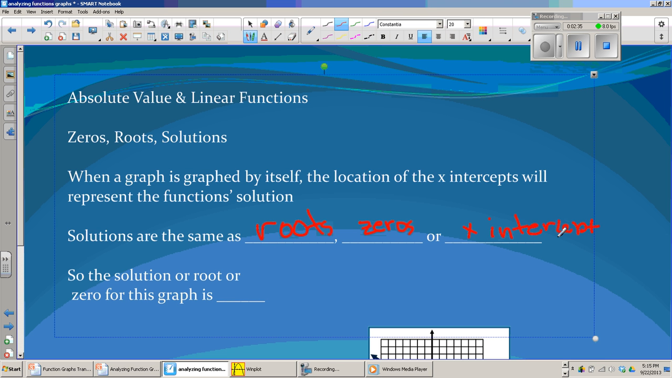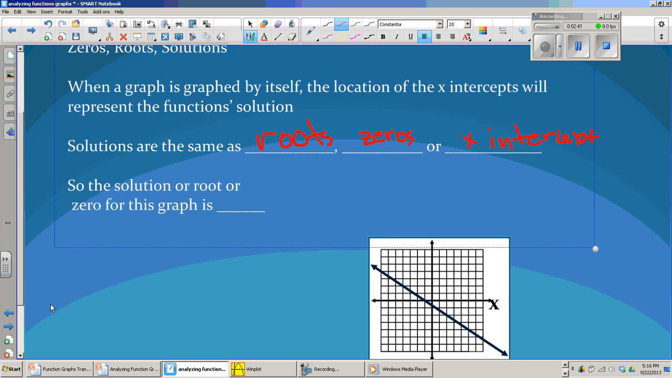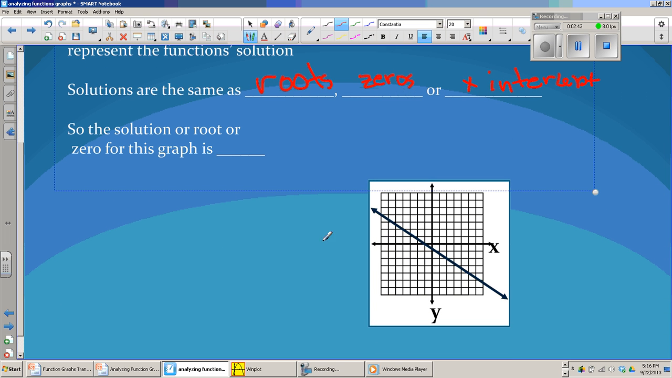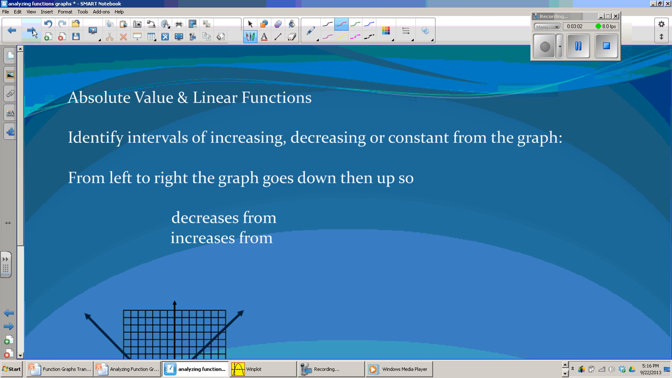So when we're looking at a solution or a root or a zero for this particular graph, we are looking for its x-intercept. And its x-intercept is at negative 1. So we would say negative 1 is also a zero or also a root. We will look more at roots when we get into polynomial functions, but for now, we'll just focus on linear and absolute value ones.